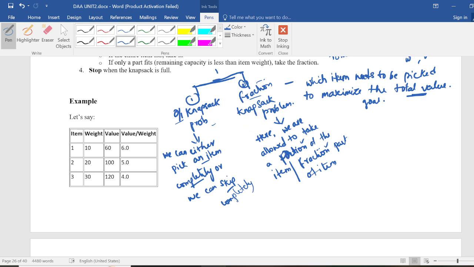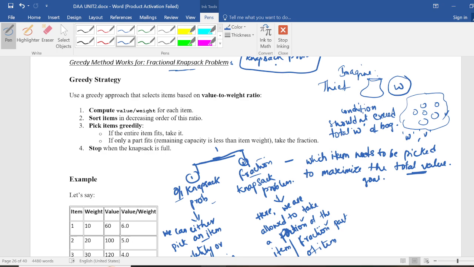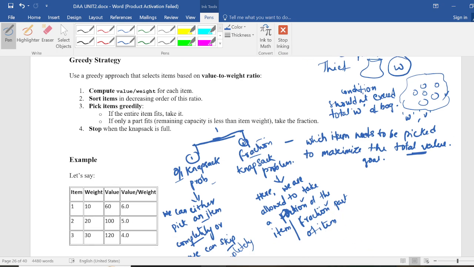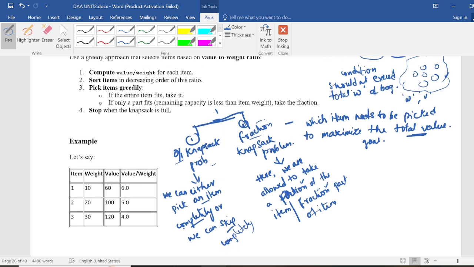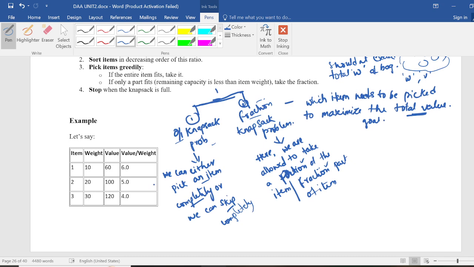So, we have an example to discuss the problem and how to solve it. First, we will go through the problem. Let's take a quick example. Say we have a bag that can hold 50 kgs of weight. We are given 3 items, item 1, 2 and 3, with weights of 10, 20 and 30 respectively, and their values are 60, 100 and 120 respectively.